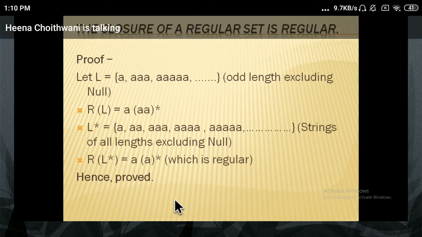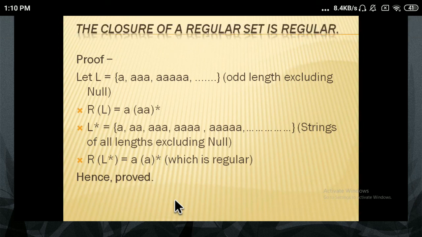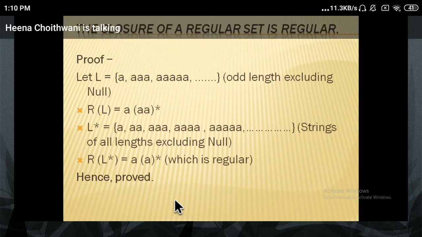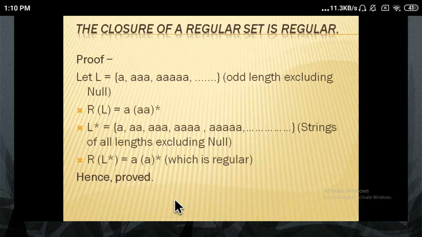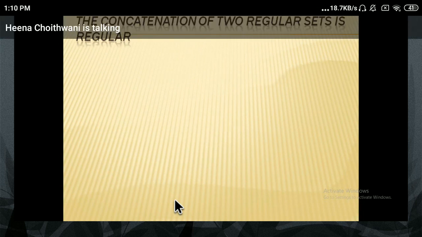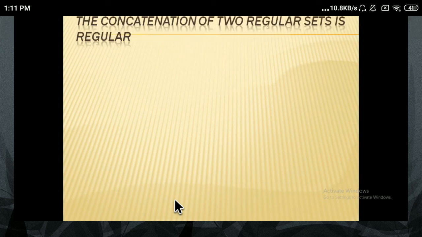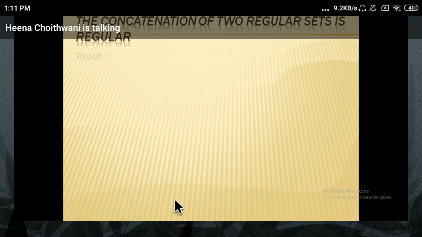Is it okay? Shall we proceed? Okay. Now you see, okay, go ahead. Concatenation. Let's check it quickly. Then we'll proceed to how to represent the expression with the automata. It is a little interesting.